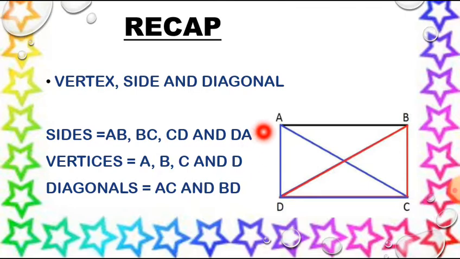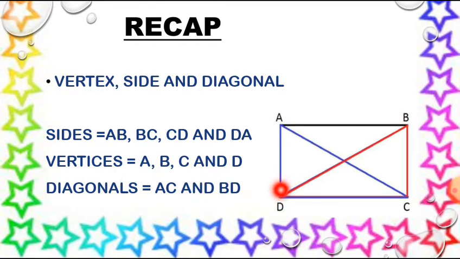Yeah, the sides are AB, BC, CD and DA. These are the sides. And which are the vertices? Vertex is the singular form and the plural is vertices. Which are the vertices? Vertex A, vertex B, vertex C and vertex D. These are the vertices. Now, which are the diagonals?